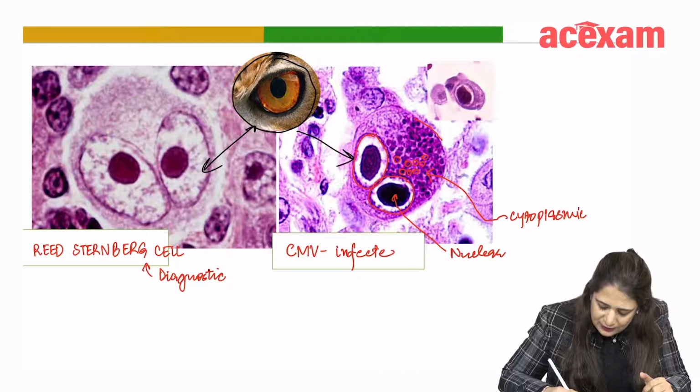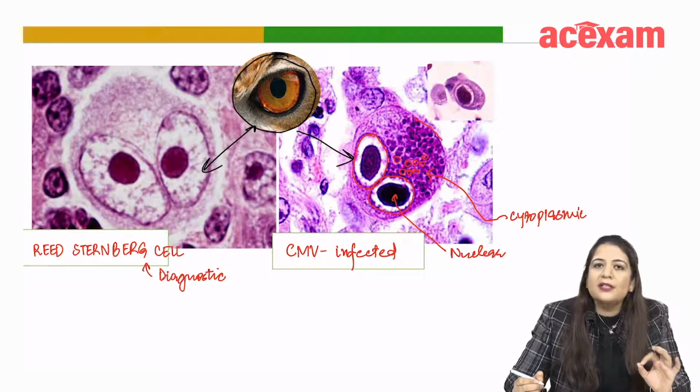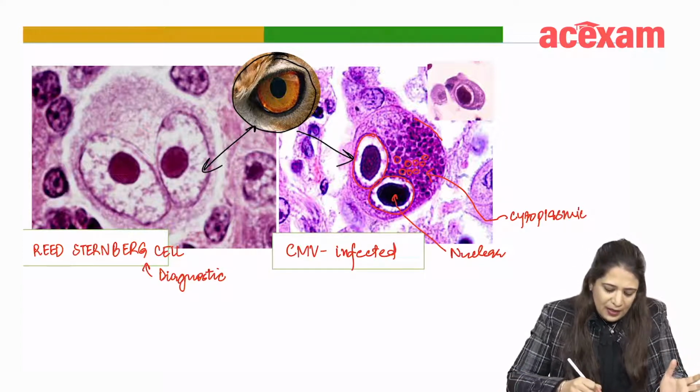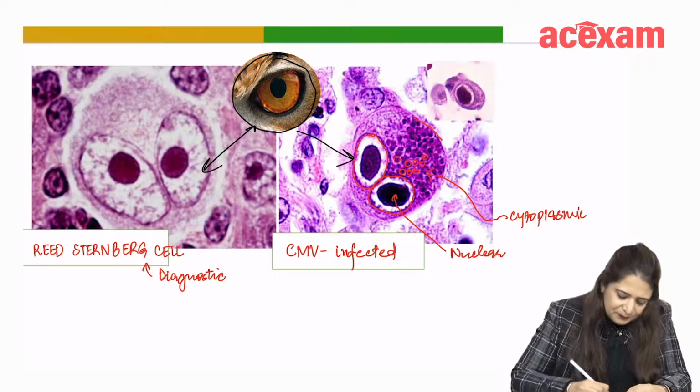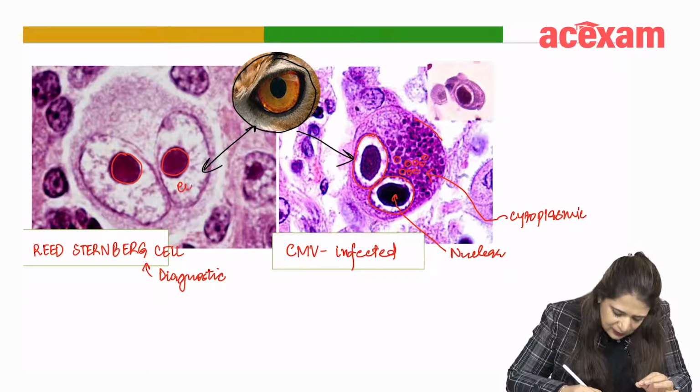So not just the Reed-Sternberg cell, but also the CMV infected cell shows the owl eye appearance. But what is the difference? If you look at the RS cell, what is the color of the nucleolus? The color of the nucleolus is eosinophilic.